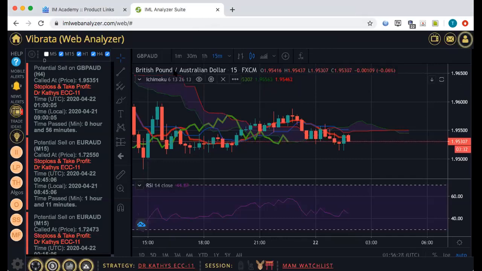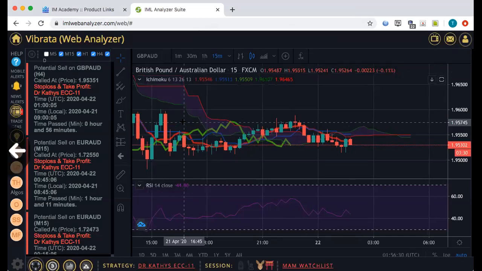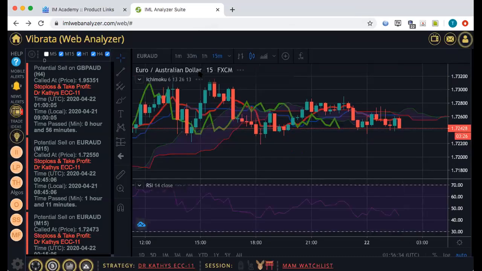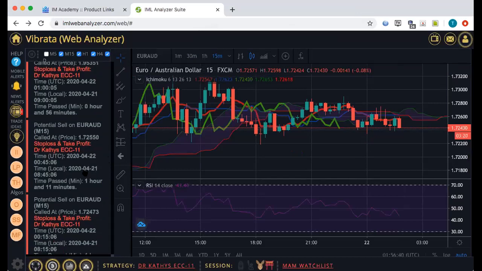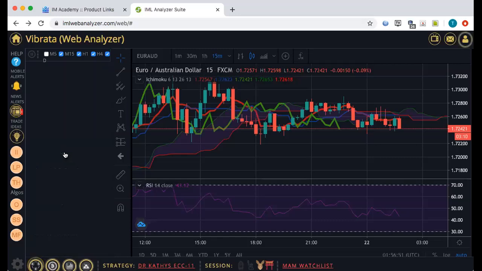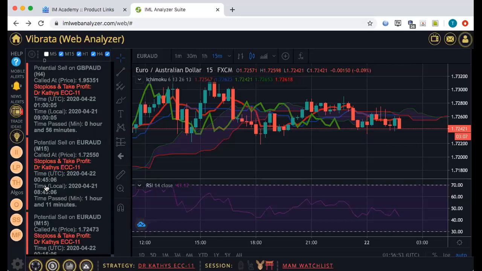All right. So this is what I do when a trade alert is called. Let me look for a 15-minute one. Okay, here's one, EURAUD. When I receive a trade alert, the first thing I do is check to see if it's within the first 5 minutes. I like to take mine within the first 5 minutes. So if it is, I'm going to click on the pair.